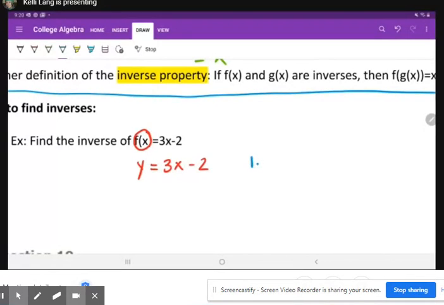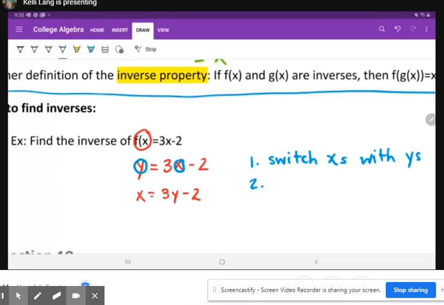Step 1, switch x's with y's. This is a weird Frankenstein move. This is the only time in algebra you'll ever do anything like this. We can never, ever just normally do this. But we're going to make every y an x, and we're going to make every x a y. So this becomes x equals 3y minus 2.